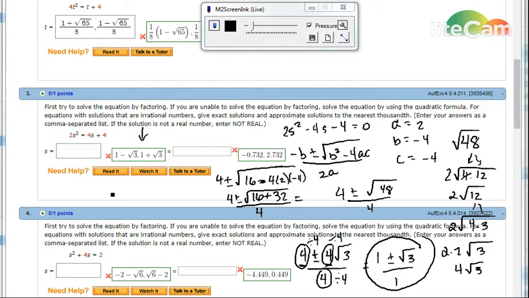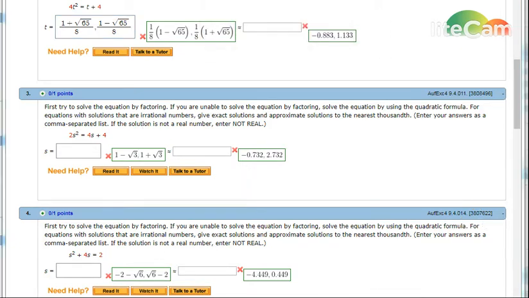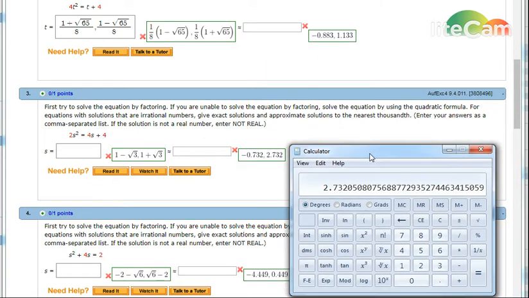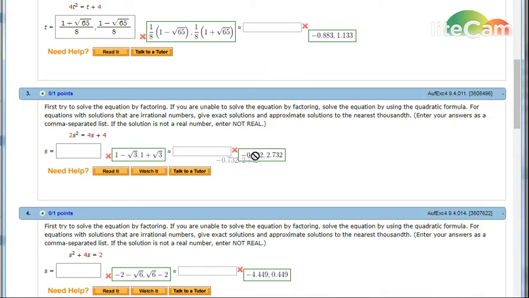That's the exact answer. And then if you take the square root of 3, you can get a number. So let's just do that now. 1 plus the square root of 3 is going to be 2.732. Let's do a calculator check. So take the square root of 3 and then add 1 to it, and you get 2.732, which is exactly what they got here.